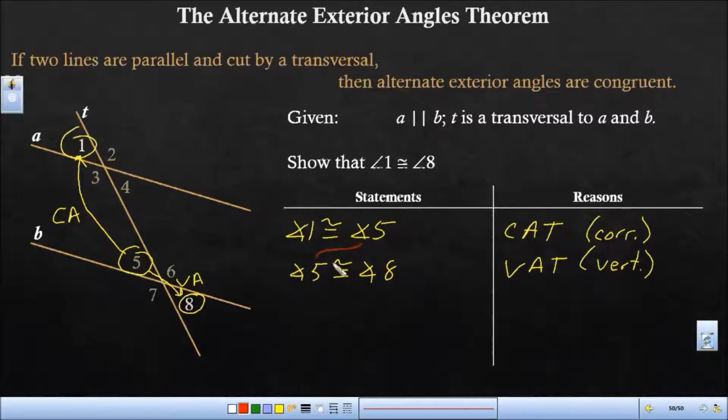Okay, so a connection from the 5s. So this sets us up for a transitive. Angle 1 is congruent to angle 8 by the transitive property of equality.